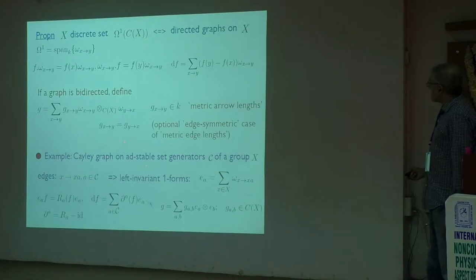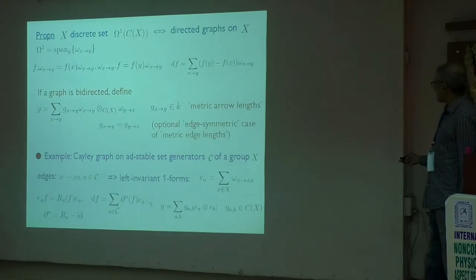So for example, now we're going to be interested in geometry, so we have a metric. A metric for us is going to be something of this form. It's an element of omega 1 tensor omega 1, because a metric has two indices in physics. And you sum over all the arrows with some weighting. And these weights, which are the metric arrow lengths, could actually be different. You could have that the distance from x to y is different from the distance from y to x. Mathematically, this would be possible.